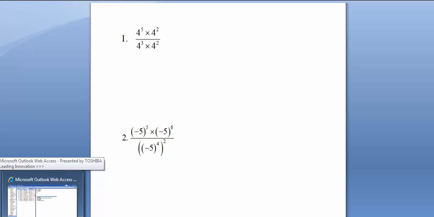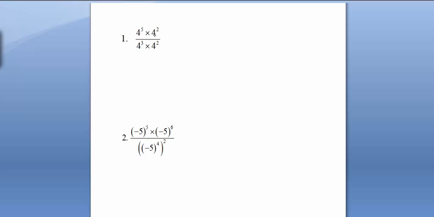Okay, so we're working with some powers. We're doing multiplying, dividing, and powers to the power. So here we've got powers that have the same base, and we're multiplying. When we multiply powers with the same base, we're going to add the exponents. So our top is going to become 4 to the power of 7.